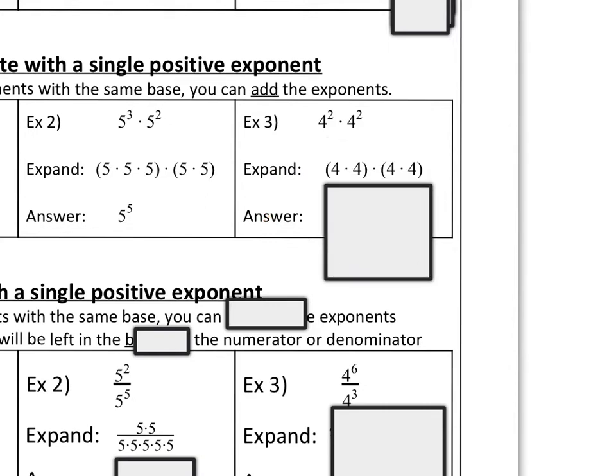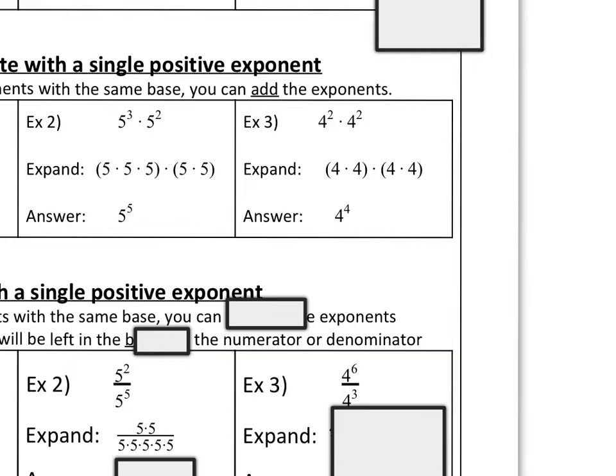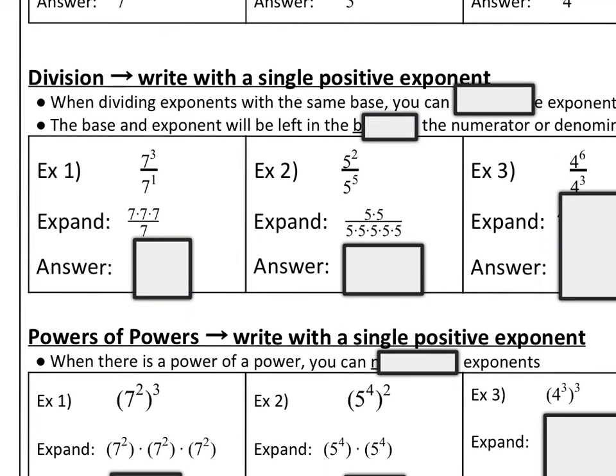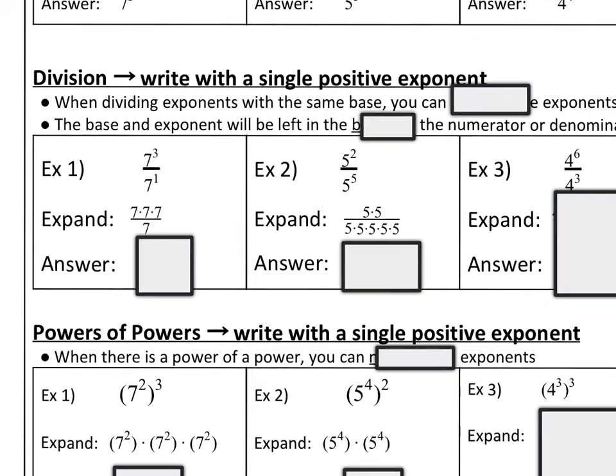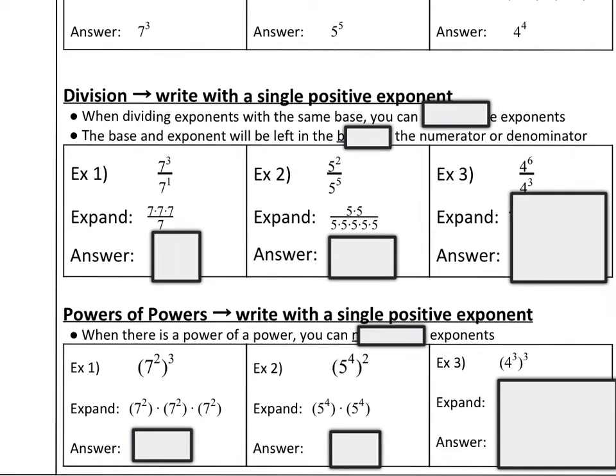If you expanded it, we should have 4 times 4. Again, 4 times 4, which would give us a total of 2 plus 2, or 4 fours. So 4 to the power of 4. Moving on to division. When dividing exponents with the same base, you can subtract the exponents. The base and exponent will be left in the bigger of the numerator or denominator.